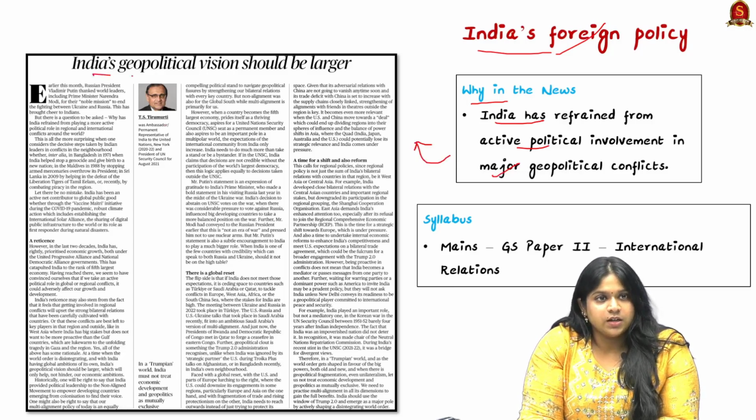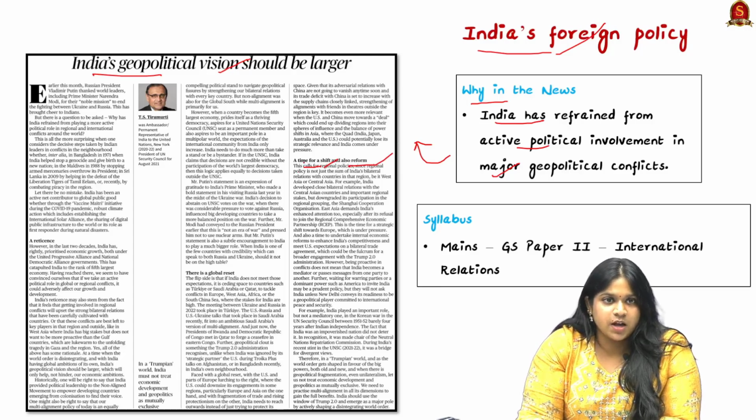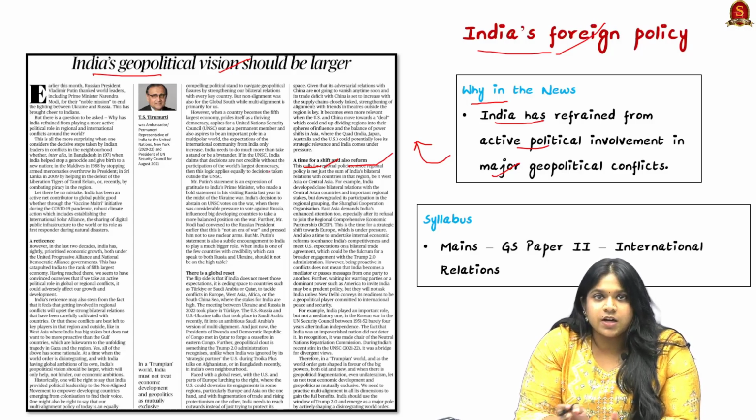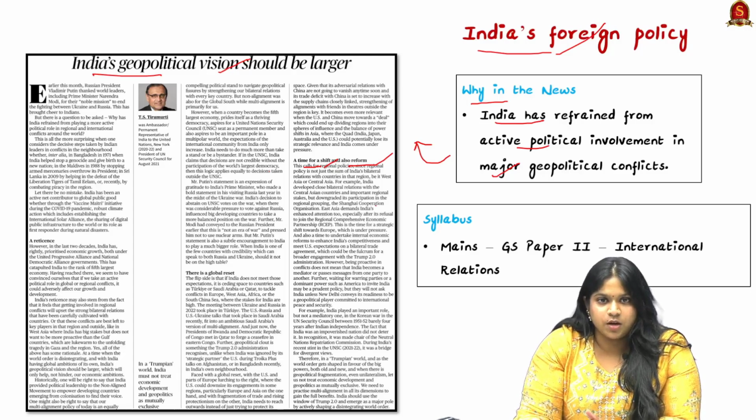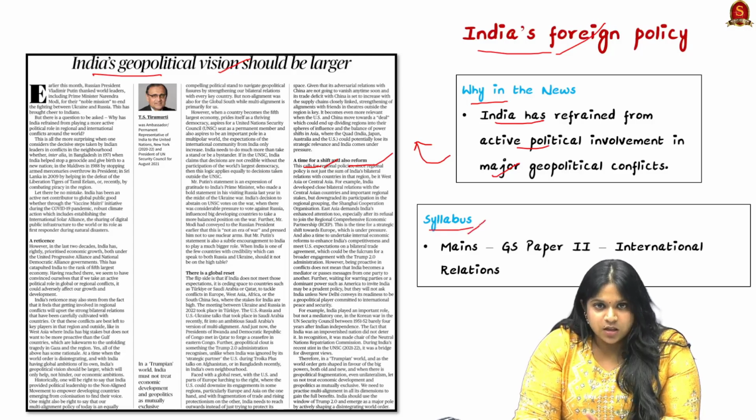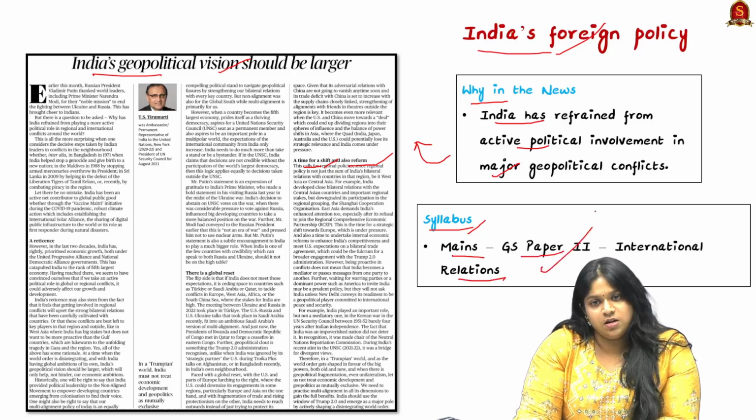So the article, titled "India's geopolitical vision should be larger", brings in different perspectives on how India should move toward a shift and also reform, to bring in even more enhanced strategic advancements and relations with other global powers. So, in light of this article, let us see the history of different phases of India's foreign policy in different time periods. And this comes under the UPSC Mains syllabus, in GS Paper 2, under international relations.